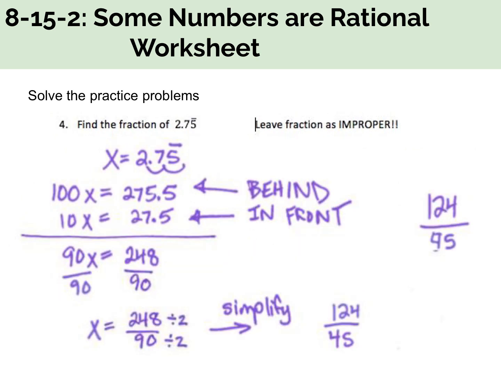All right, number 4 is a little bit different, okay? So x equals 2.75 repeated. Behind is going to be over here. We are moving it twice, so it's going to be 100x equals 275.5. In front is going to be between the 7 and the 5, so we moved it once, so it's 10x equals 27.5. Subtract them off, we get 90x equals 248, divided by 90. And again, notice how I can divide the top and bottom by 2, simplifying it down to 124 over 45. So hopefully you understood all of these.